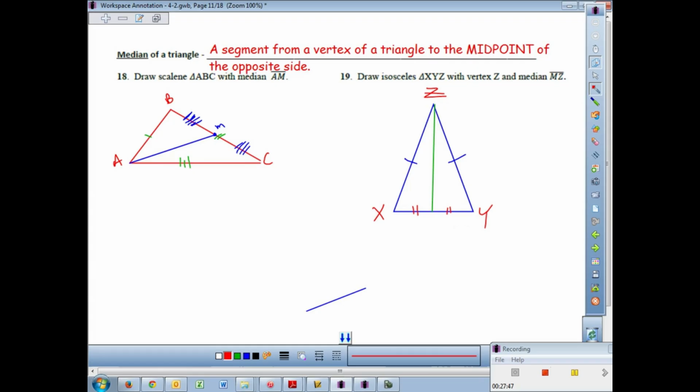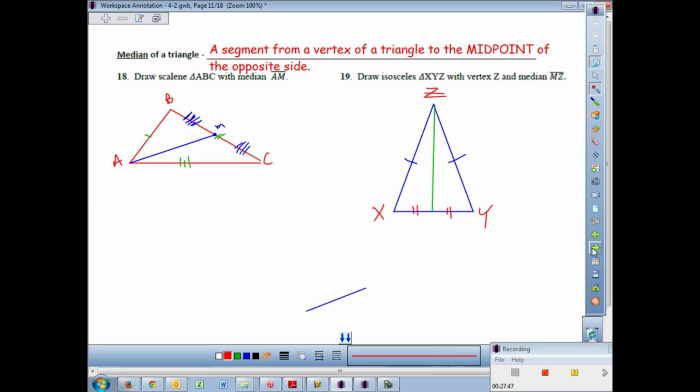How come I didn't use one tick mark? I already had one tick mark used. Got to use a different amount of tick marks. Excellent? That's a median. Median, midpoint, median, midpoint, median, midpoint. Boy, if we could stop there, we'd be really good at medians. What's a median? Midpoint, median, midpoint.